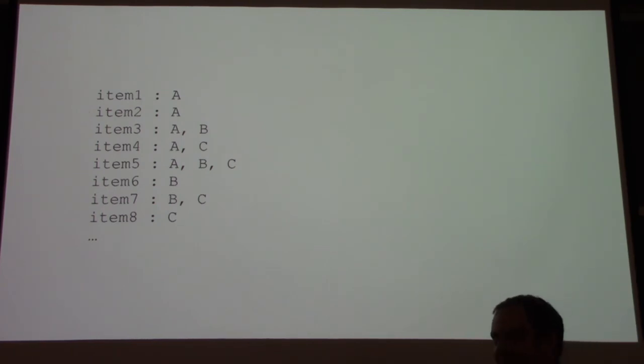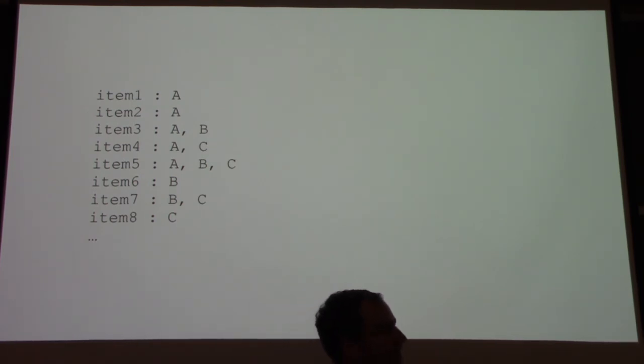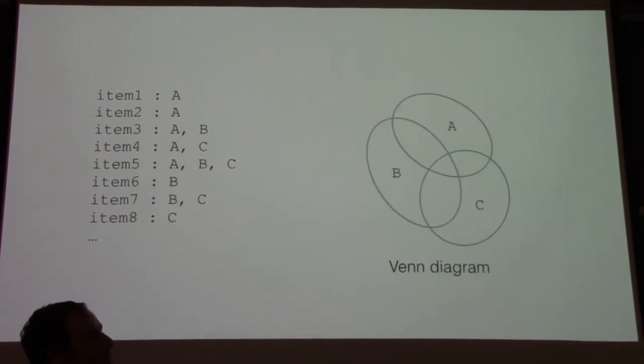Let's assume we have a data set with 8 items, and these 8 items have some kind of set relationships assigned to them, so that A, B, and C in this case. The items could be people, and the attributes could be things like having a college degree, being in a certain age bracket, or being a member of a tennis club or whatever. And the standard way of visualizing this is a Venn diagram, right?